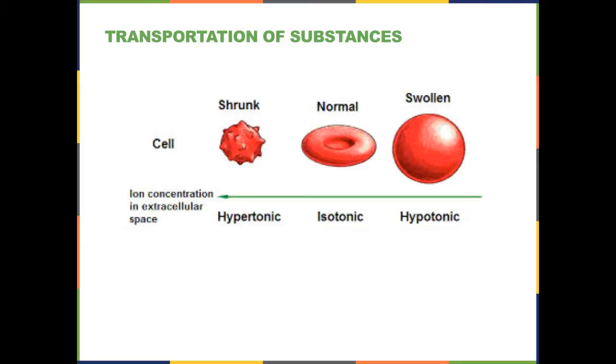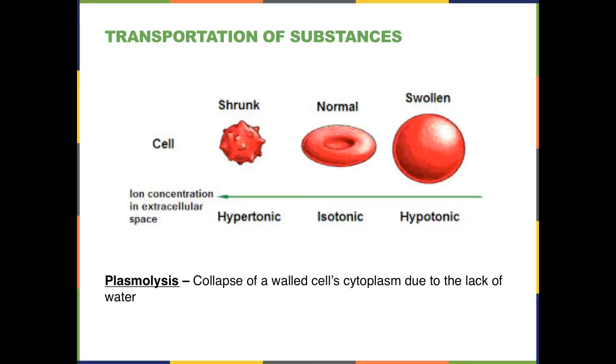Now, if fluid is allowed to flow freely across the plasma membrane, these various types of solutions can result in three different states of the cell. The first state is shown on the left in a hypertonic situation, and in this case, the term that's used is shrunk because fluid is passed from within the cell to outside the cell, and the cell itself collapses. This is also called plasmolysis.